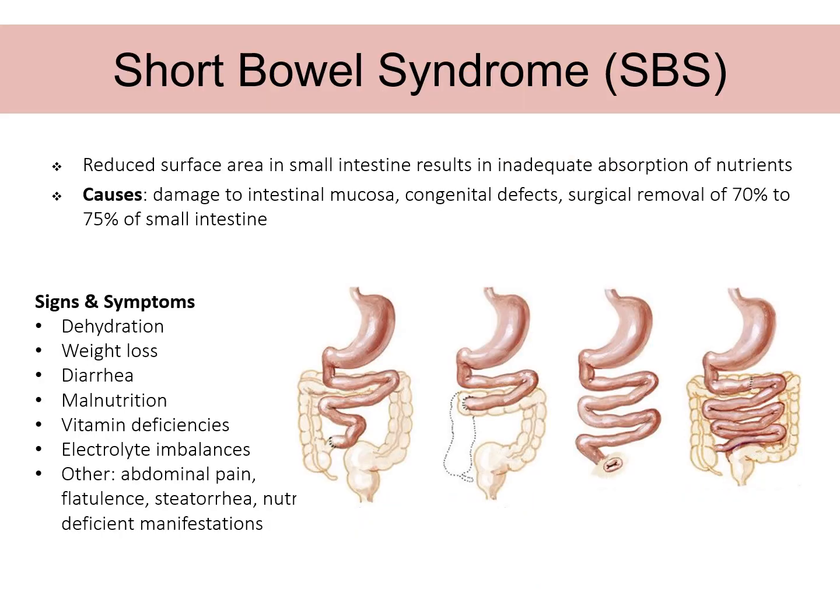Short bowel syndrome. This is when there is a short bowel. This is due to intestinal mucosa damage, congenital defects, or surgery to remove 70 to 75% of the small intestine. You can see here in the picture that for whatever reason, they don't have all of their small intestine. This is going to lead to dehydration, weight loss, diarrhea, malnutrition, vitamin deficiencies, everything you would expect when you don't have your full small intestine.